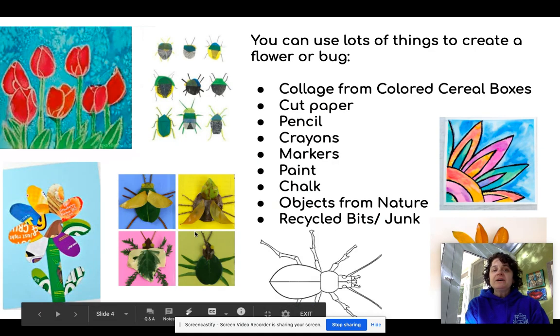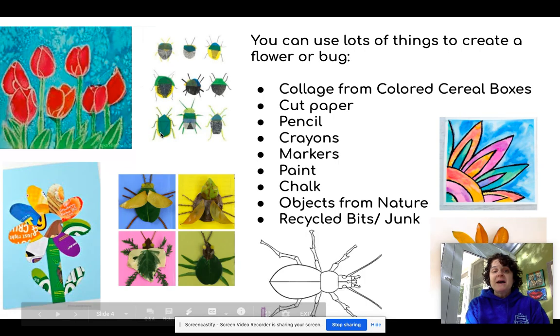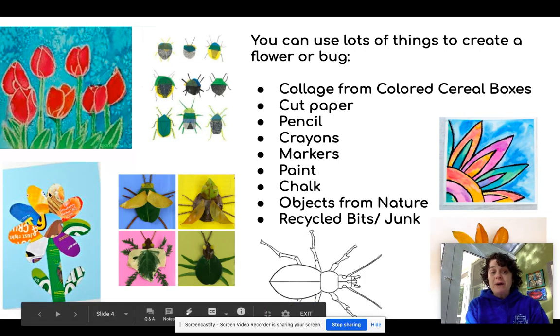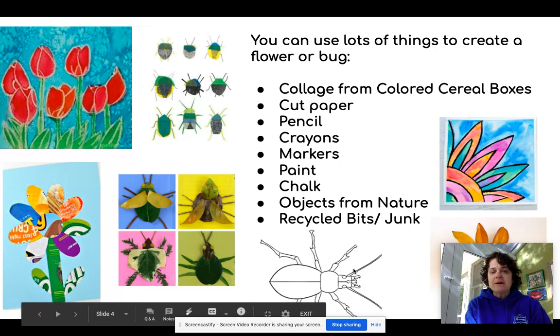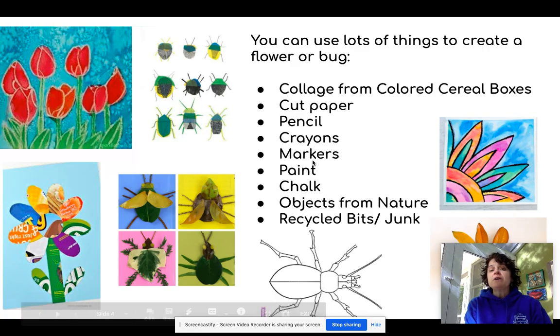Okay, there are lots of different ways to create flowers and bugs. You could cut things out of cereal boxes. That's a really cool way to do it. You could just use regular collage where you cut out paper and glue it. You can just draw with a pencil, and that's what my lessons are on, drawing. But once you learn how to draw it, you can build it from anything, right? Drawing's the beginning. You could use crayons. You could use markers. You could use paint if you have it. You could use chalk and do it in your driveway or on the sidewalk.